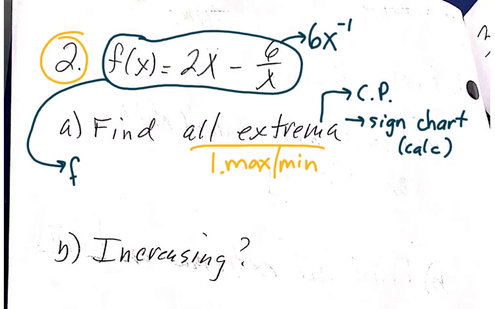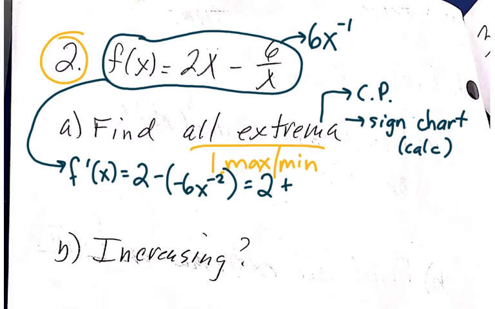Let's call it f deriv. The derivative of 2x is just 2, and then minus the derivative of 6x to the negative 1. Power rule: that'd be negative 6x to the, subtract 1 from the power, negative 2. Or 2 plus 6 over x squared. All right, that's my derivative. Yay, good job. Now, to find criticals, let's set this equal to 0.